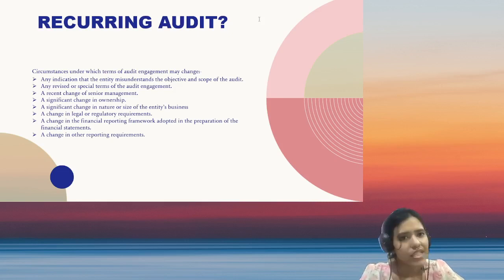First situation: if there is a significant change in the ownership of the company. Next, if there is a change in the financial reporting framework that is applicable to the company. Next, if there is a change in any laws or regulations of the company. If there is a change in the nature or size of the entity. If there was any misunderstanding regarding the scope of the auditor in earlier audits, that needs to be revised. Or if there are revised terms of engagement, that is, if the company has suddenly bought a subsidiary, or has entered into a joint venture with someone. In this situation, the terms of engagement need to be revised.